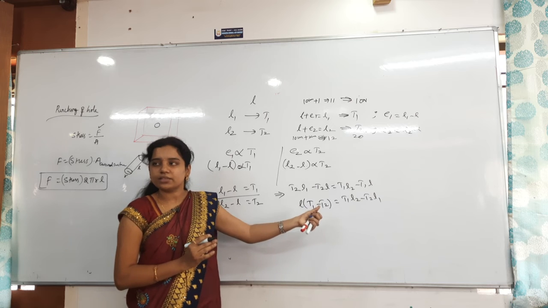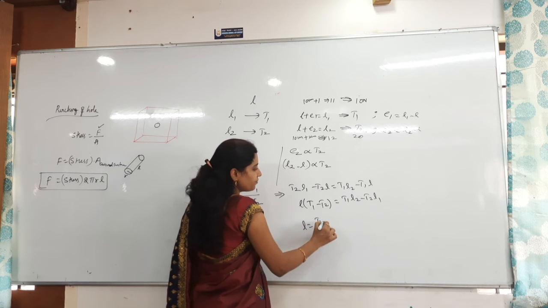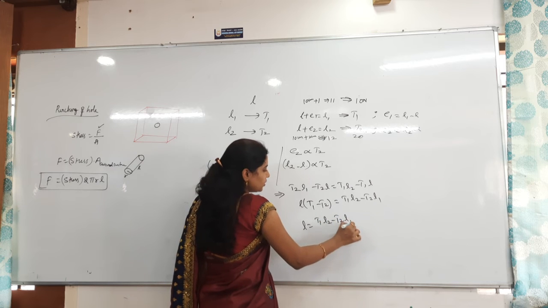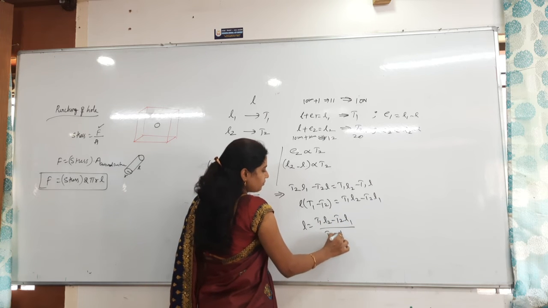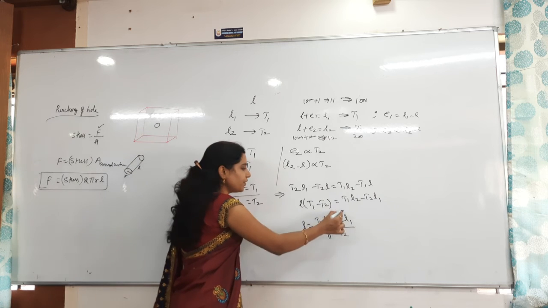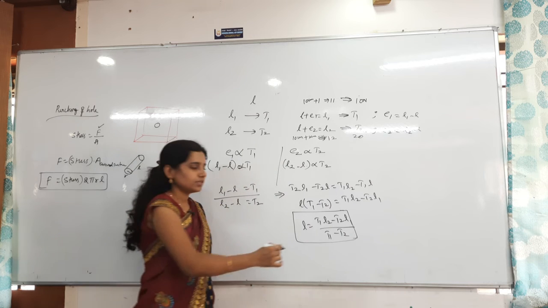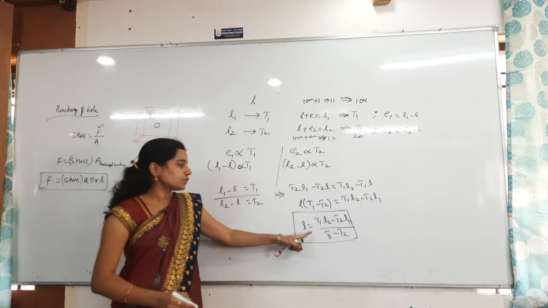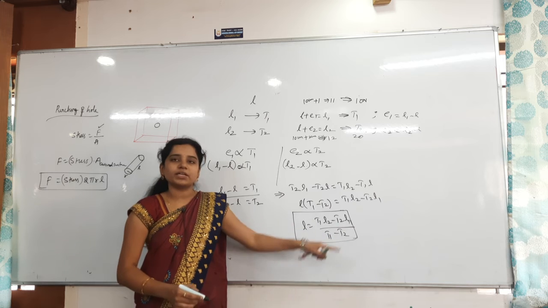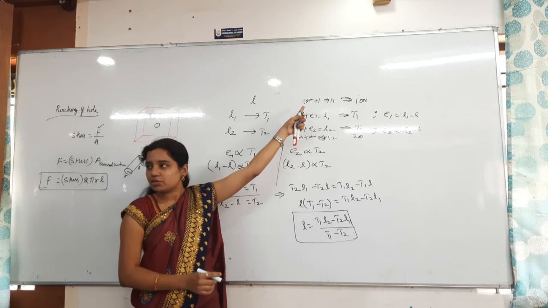Is everything correct? Check that. So L, the total initial length, is equal to (T1L2 minus T2L1) by (T1 minus T2). Clear? That is the formula to find the initial length. Some of the people had this doubt, I think the girls. So L is equal to (T1L2 minus T2L1) by (T1 minus T2). Let us check this one.